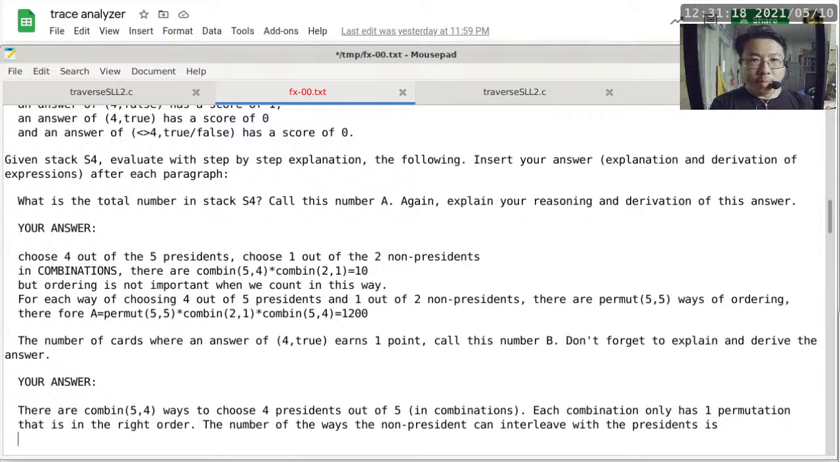So this is basically permit 5-1 in this case. The 5 is coming out of the total number of positions in the set, and then the 1 is coming out of the number of elements in the set that are non-presidents. So in this case, permit 5-1 is really just 5.